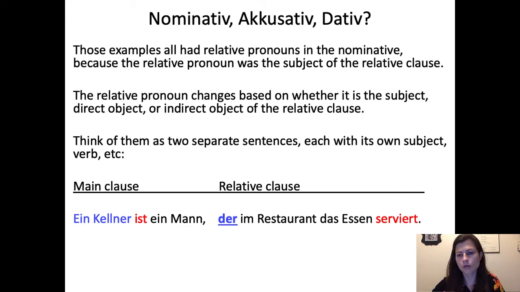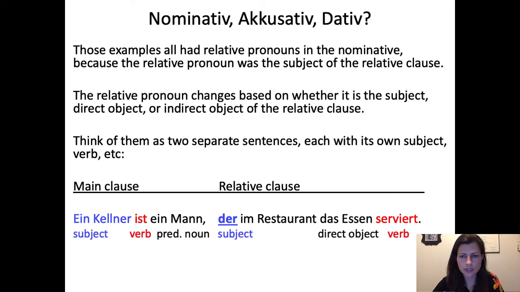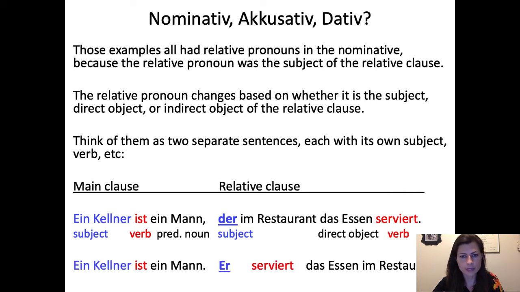It's like its own little sentence, right? But it's a dependent clause, so it's not a full sentence, but it's kind of like a little sentence because it has all the elements of a sentence, right? It's got the subject, it's got a verb, it's got a direct object. The subject is actually the relative pronoun. So if you took it back to a regular sentence, it would be serviert das Essen im Restaurant. So you see that's a subject, right? So the subject is the relative pronoun, and that's why it's in the nominative, right?